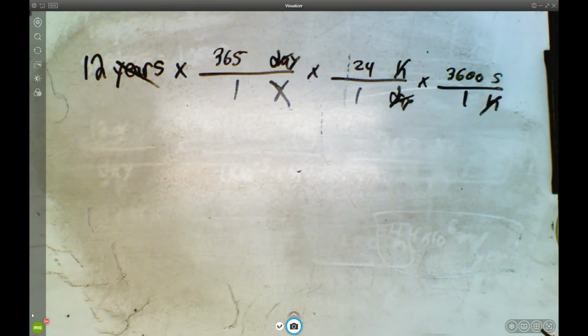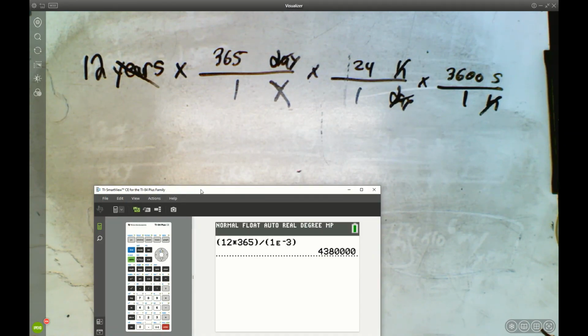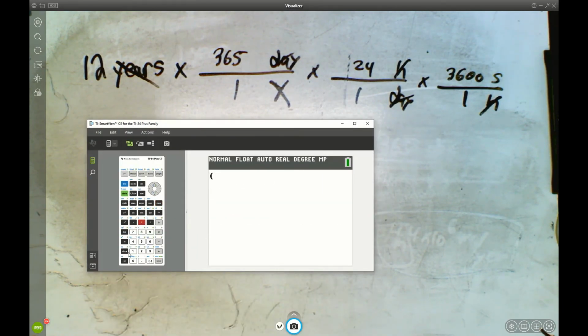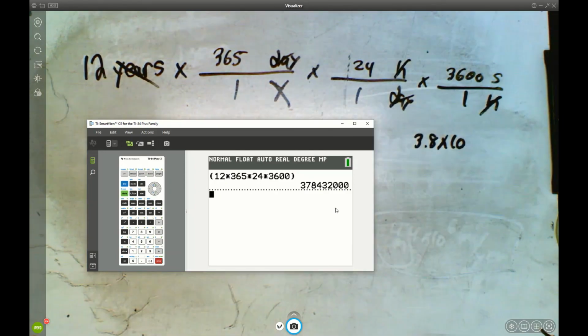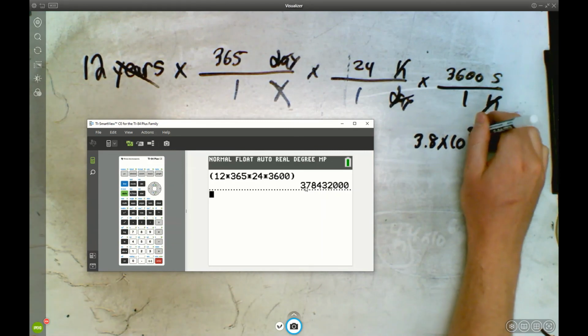Now we're ready to rock and roll in our calculator here. Everything's on top, so we just go 12 times 365 times 24 times 3,600. And there's going to be a lot of ones on the bottom, so we'll ignore those. And to 2 Sig Digs, we'd want 3.7, round that one up. So it'd be 3.8 times 10 to the 1, 2, 3, 4, 5, 6, 7, 8. 8 seconds.